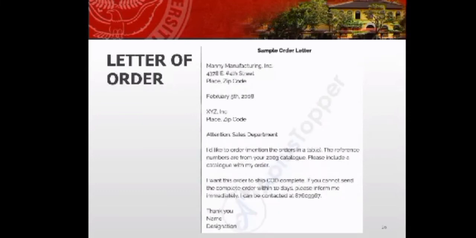So letter of order, it is a document that approves the buying and selling of a product and presents item details. So this is a letter that is written by a potential buyer to the seller requesting him to deliver goods. So this is the sample of the letter of order.